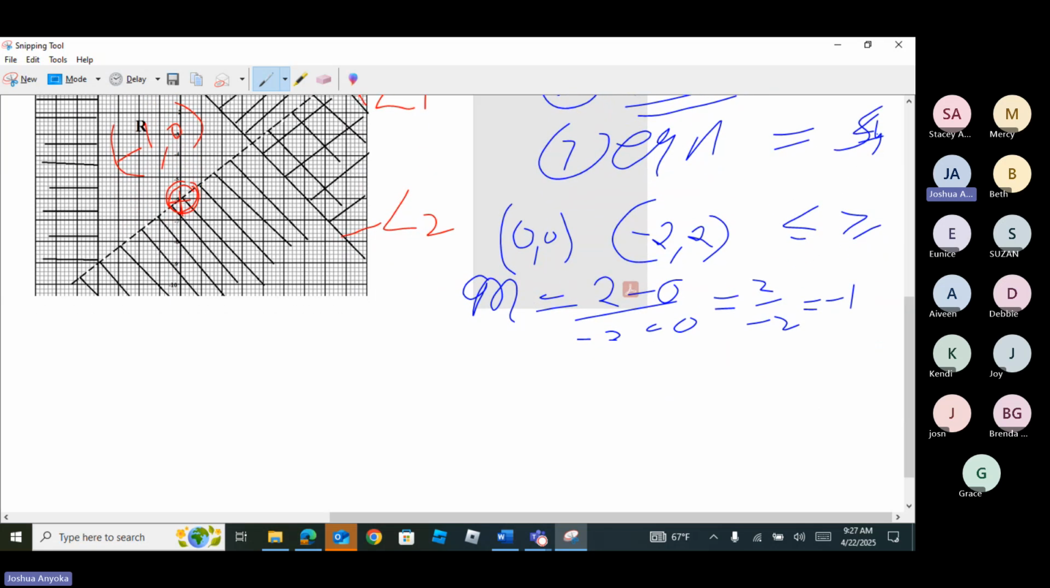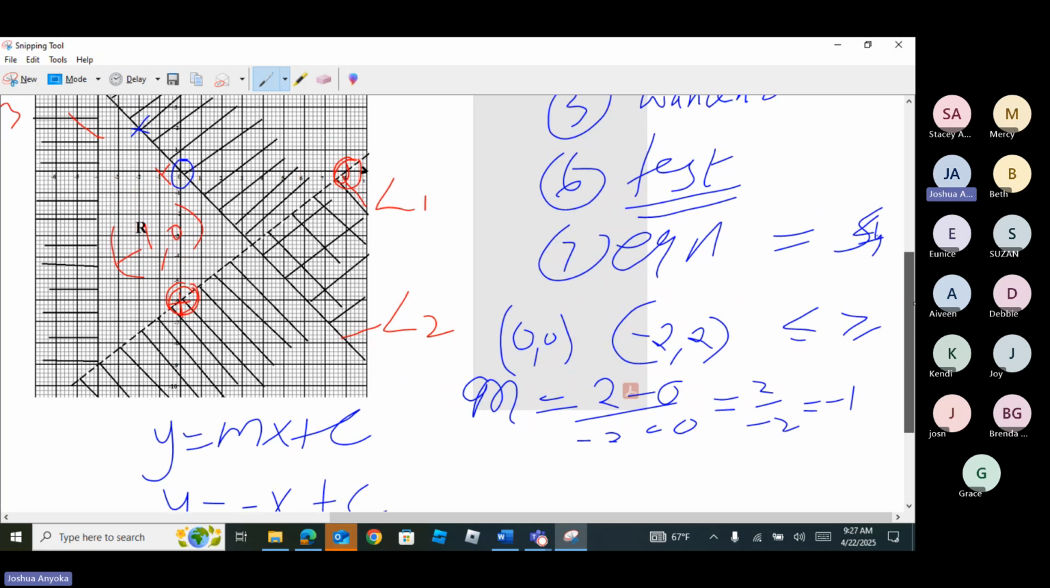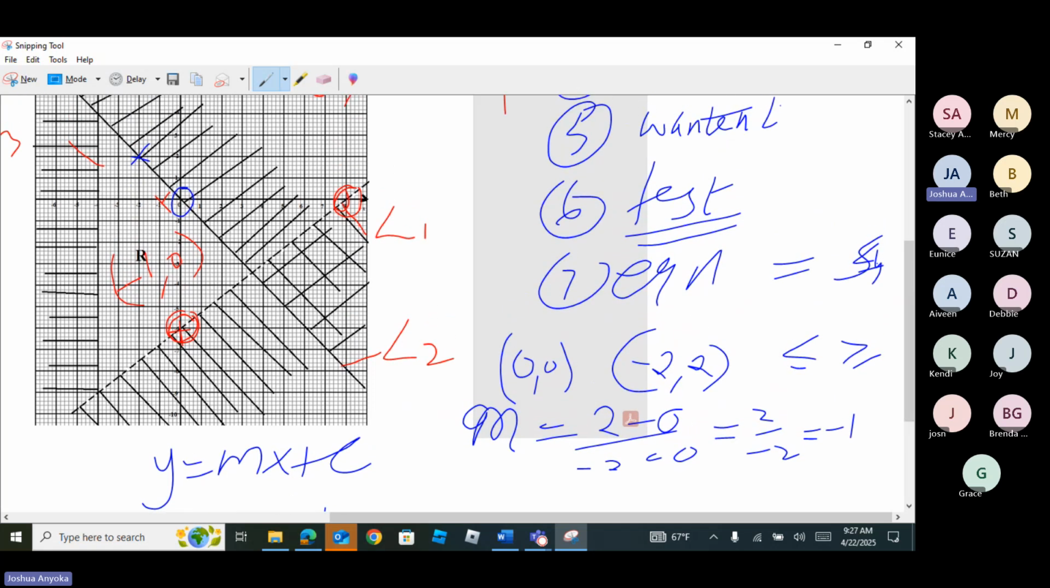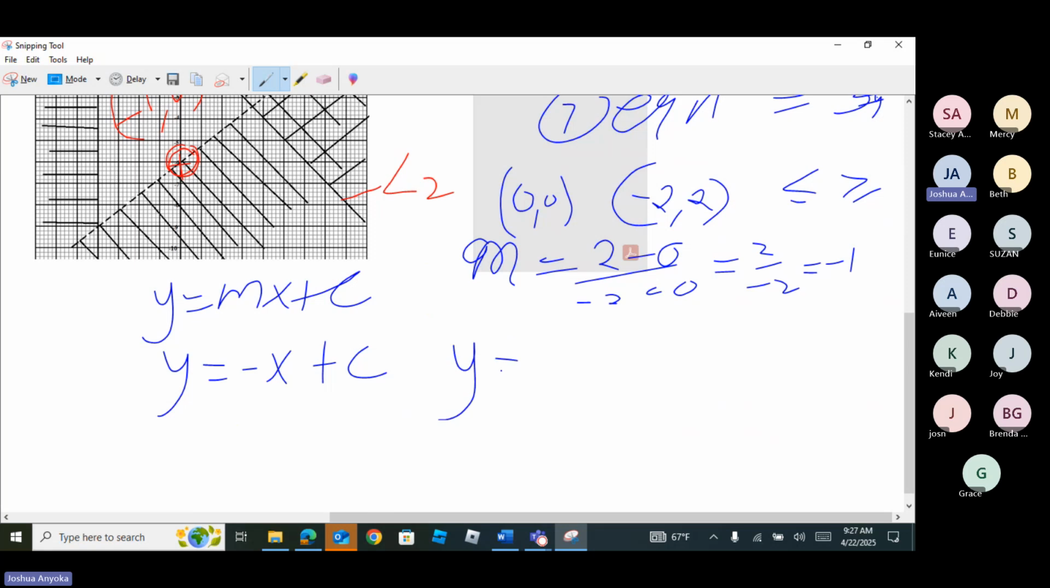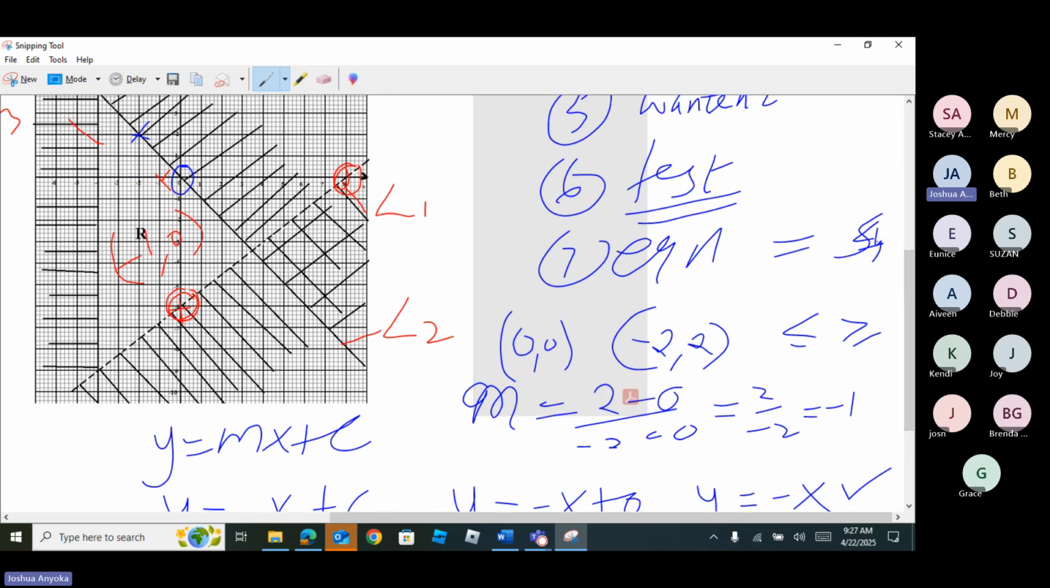Substitute the gradient in the general form of the equation of a straight line. y is equals to mx plus c. y is equals to negative x plus c. c is the y-intercept. The line is cutting the y-axis at 0. So our equation is y is equals to negative x plus 0. y is equals to negative x. That's our equation. Take one point inside the wanted region.